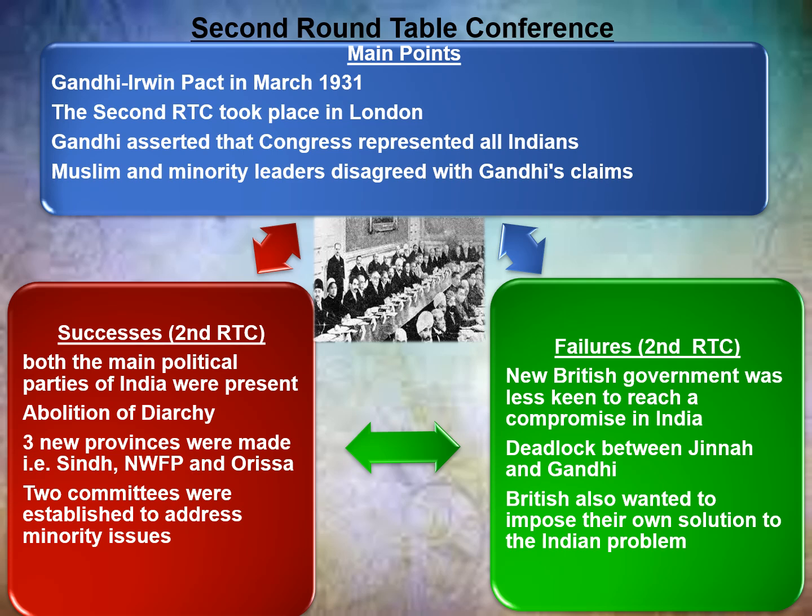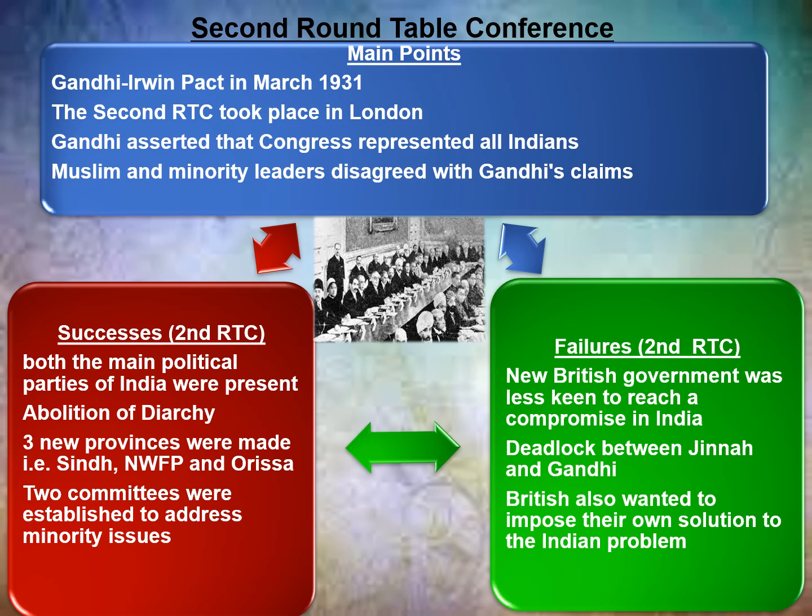The second Round Table Conference took place in London, and Gandhi asserted that Congress represented all Indians and denied the existence of any minorities and minority problems in India, including the untouchables, whom at that time he included as Hindus. So Muslim and minority leaders disagreed with Gandhi's claims.